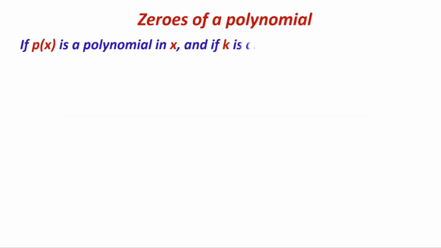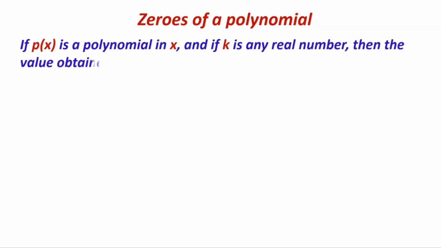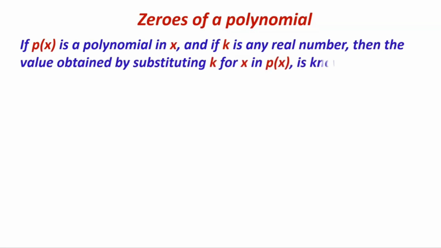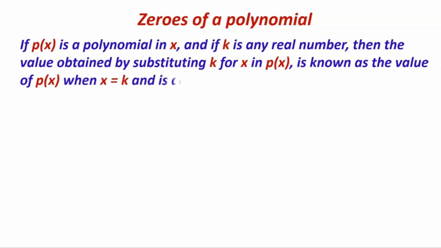Okay. Now coming to the important topic, which is the zeros of a polynomial. What do we mean by zeros of a polynomial? I think you have also learnt this in 9th class. If p(x) is a polynomial in x and k is any real number, then the value obtained by substituting k for x in the polynomial p(x) is known as the value of p(x) when x is equal to k. If you substitute k in the place of x, we call it p of k.